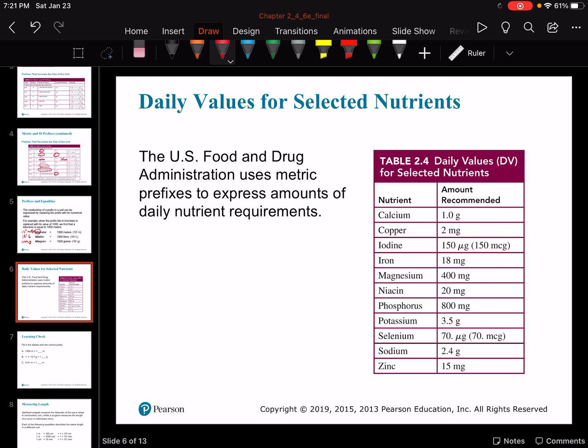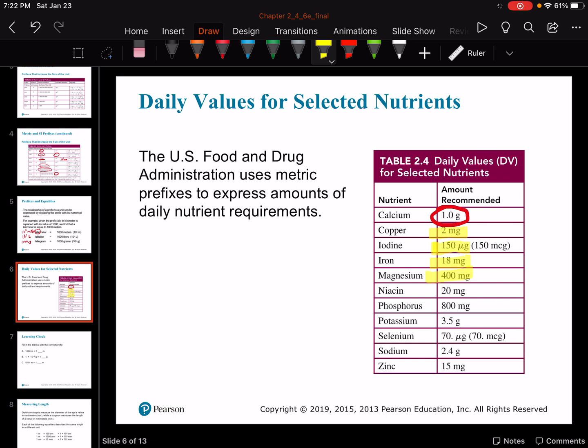Just to show you examples from other parts of your life, the U.S. Food and Drug Administration uses metric prefixes to express amounts of daily nutrient requirements. For example, calcium is 1 gram. The amount that you need for 1 day is a gram. Copper, we need 2 milligrams each day, which is really amazing, isn't it? 2 milligrams of copper per day in our diet. 150 micrograms of iodine. Iron is 18 milligrams. Magnesium, do you see what's going on here?